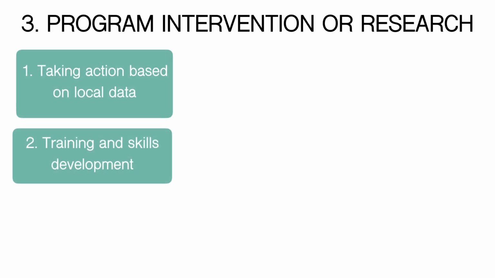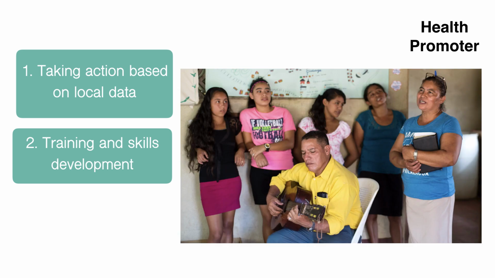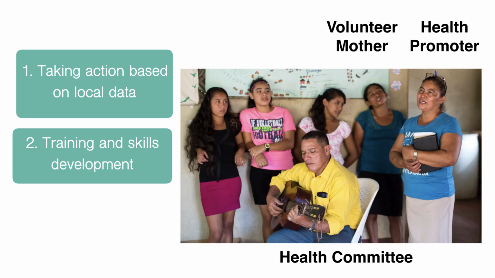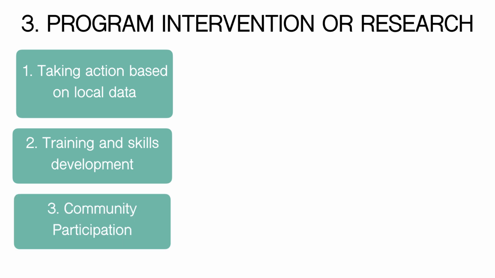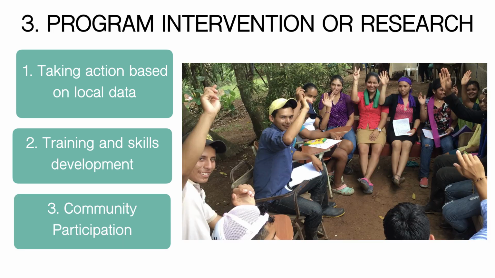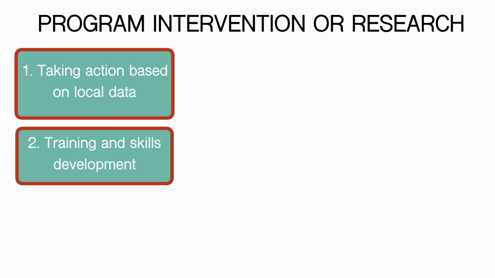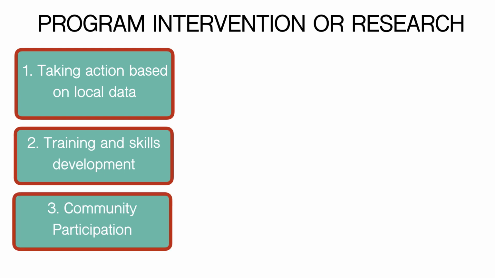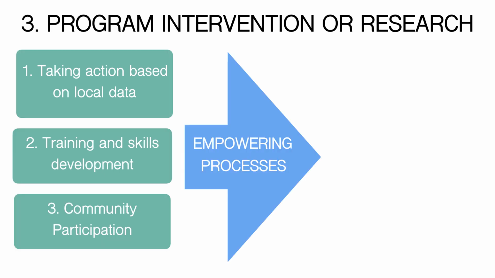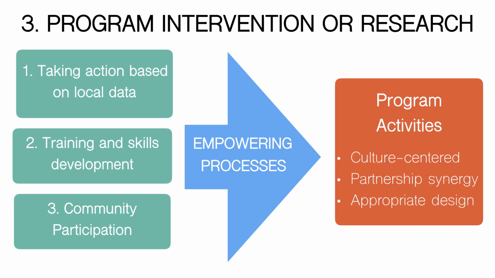Principle number 2, we train and empower community health promoters, health committees, volunteer mothers, and youth to continually build up their skills and abilities to help their communities. Principle number 3, we facilitate community participation and engagement for greater sustainability. Taking action based on local data, training and learning from each other, and community participation are all empowering processes that strengthen and increase the impact of activities that Timotea and her Health Committee do in their communities.